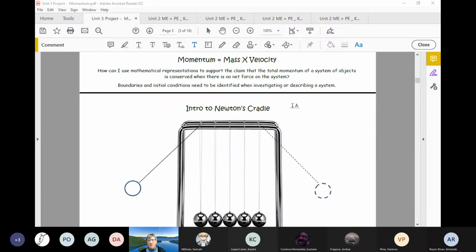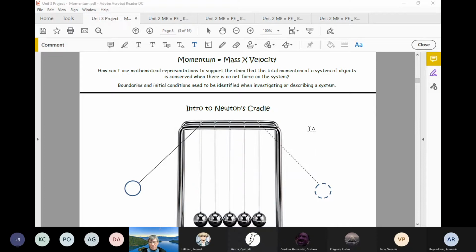All right, anybody want to volunteer to read the second one? Pretty sure. Go. All right, who's this? Kitsali. Thank you, go ahead. Boundaries and initial conditions need to be identified when investigating or describing a system. Okay, thank you, and you get some extra credit points for participating.